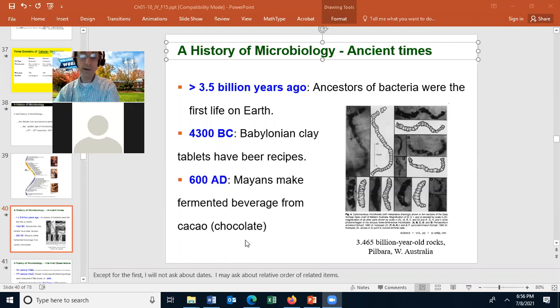All right? And generally speaking, you don't need to know the dates, but you should know that before the Mayans were able to make a fermented beverage using microorganisms to make the fermented beverage that we call chocolate, there had to be the Babylonians who wrote their clay tablets about making beer, and they're using microorganisms to make the beer. They didn't know that, but they were using microorganisms to make the beer. And then before that, there had to be the fossil record of the first life on Earth. So you should know the relative order of these things. Any question about that? But you do not need to know the dates except for this first date.